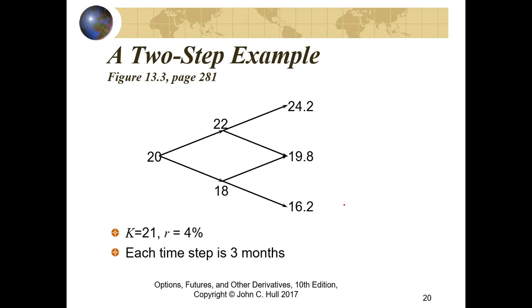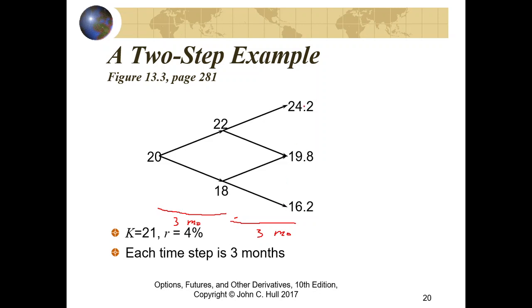Okay, let's move one step ahead by examining a two-step binomial tree. The one-step is an awfully simple model, so let's look at a little bit more complicated version of the binomial tree, which is the two-step example. In the two-step example, the current price of the stock is still 20. The strike price of the option is 21. R is equal to 4%. What's different here is that each time step is 3 months. So this is 3 months, and this is also 3 months. Which means the option will mature after how many months?